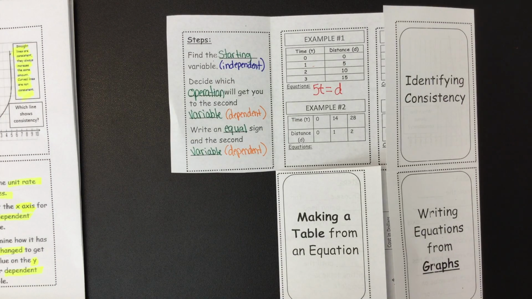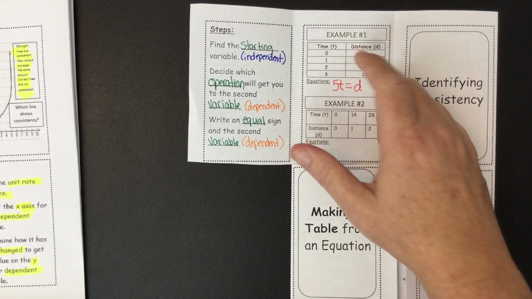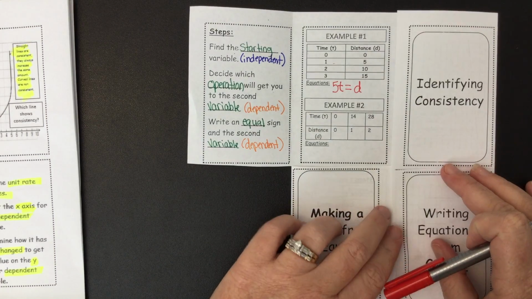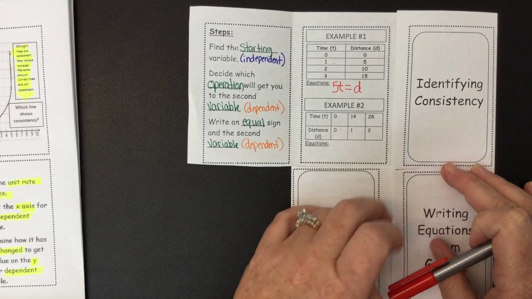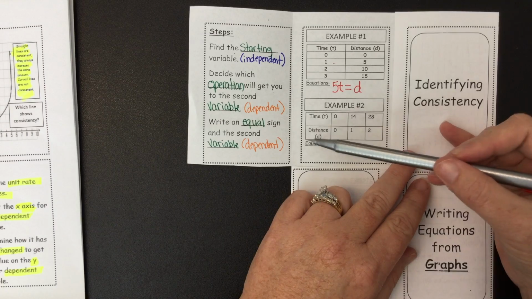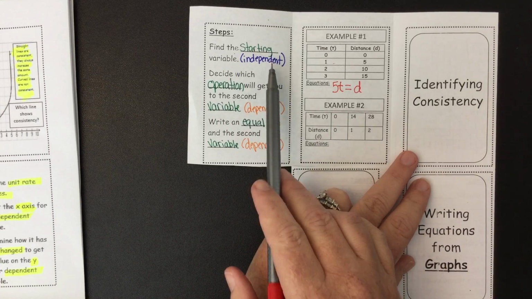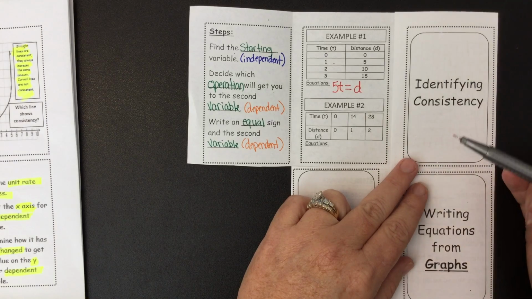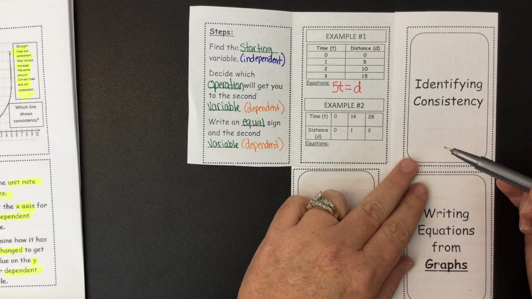I just wrote my equation. Given my table, I wrote my equation. Pretty simple, isn't it? I love writing equations. Those are pretty simple to me. All right, let's look at example number 2. Looking at my time, my independent, looking at my dependent. Starting with my independent, which operation can get me to my second one? Times 14. Aubrey: Times 14.